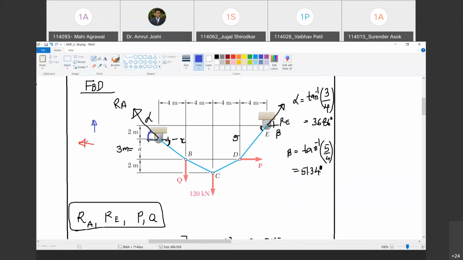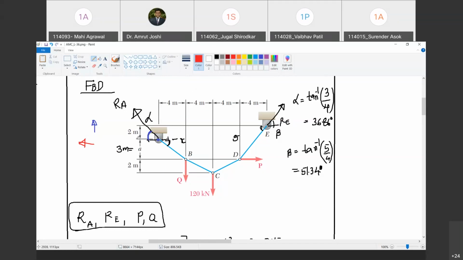Now let us look at the horizontal component. Horizontal component of RA कितना होगा वो RA cos alpha. Yes, sir. And what will be its moment? RA cos alpha into 7. Why 7? Where does it act? It acts at this location. Are you with me? Yes, sir. So what is the vertical distance between A and E? Only 2. Why 7? It is not acting at B, it is acting at A. Are you with me? Yes.